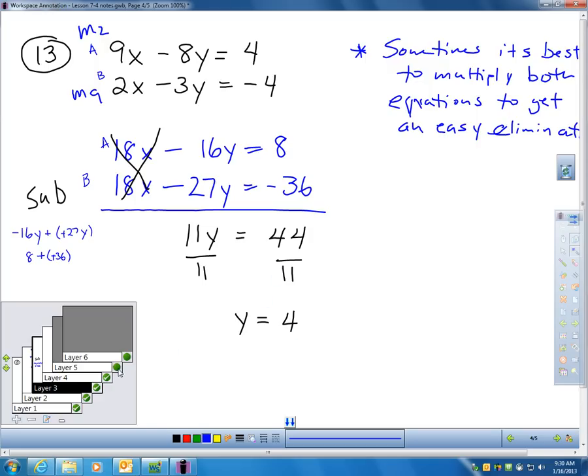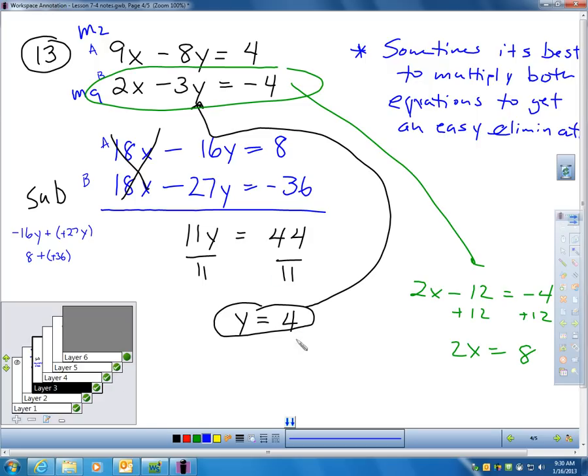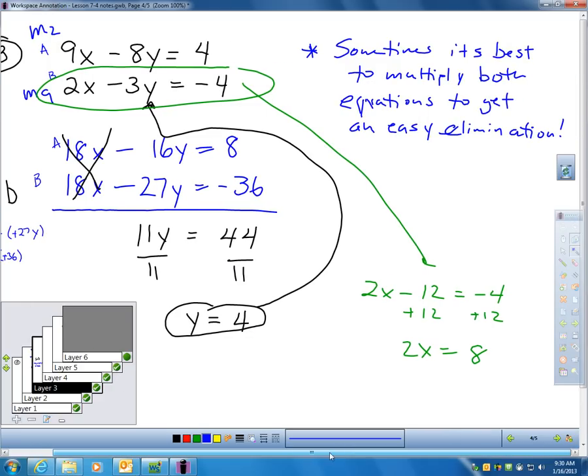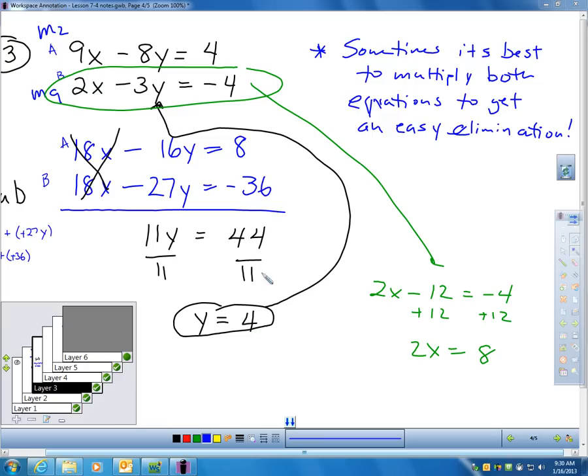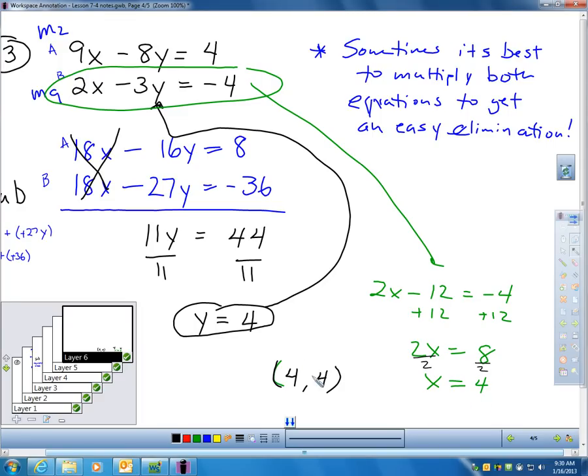I got y equals 4. And if y equals 4, now I can find x. I can find x by plugging in 4 for y, which would give me 2x minus 12 equals negative 4. Add 12 to each side, 2x equals 8. Divide by 2 on each side. And I got x equals 4. My solution is 4, 4, and I should check it.